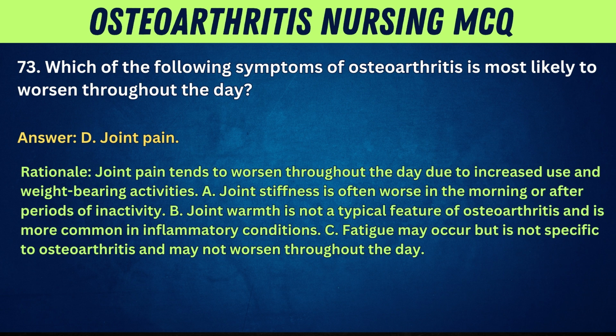A. Joint stiffness is often worse in the morning or after periods of inactivity. B. Joint warmth is not a typical feature of osteoarthritis and is more common in inflammatory conditions. C. Fatigue may occur but is not specific to osteoarthritis and may not worsen throughout the day.